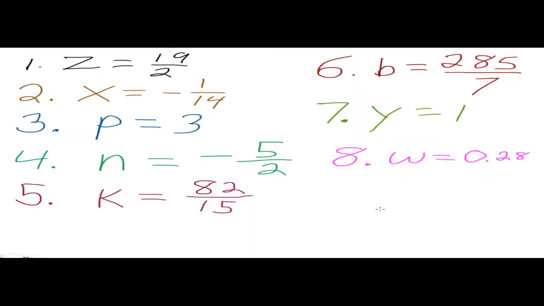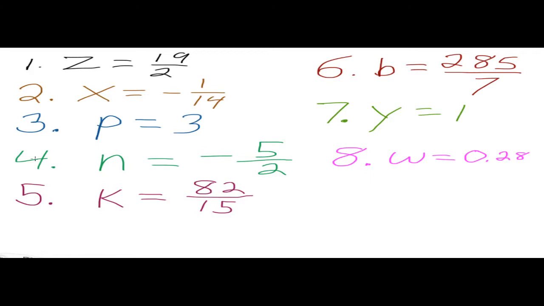Okay, here are the answers for the activity in 4-4. We did 1 and 2. Z equals 19 halves. For 2, x equals negative 1/14. Number 3, p equals 3. Number 4, n equals negative 5 halves. You may have written that a different way, but I would prefer this one. K equals 82/15. Number 6, B equals 285/7. Number 7, Y equals 1.